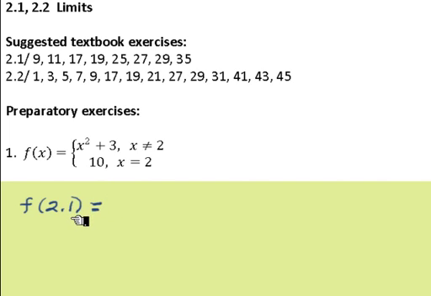So to evaluate the function at 2.1, well, 2.1 is not equal to 2. So we're just going to substitute into x squared plus 3. All right, so 2.1 squared is 4.41 plus 3, that's 7.41.